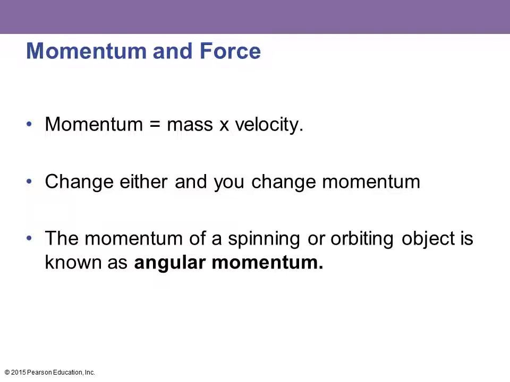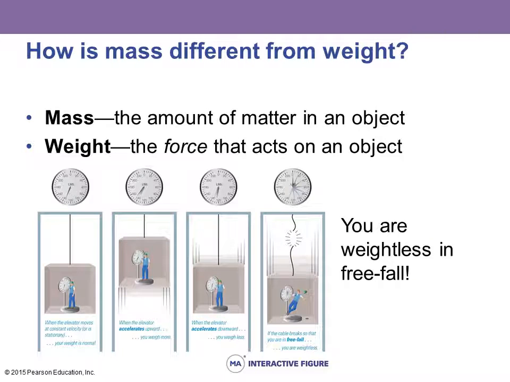We're not going to do the math. We're not going to figure out what the actual value of momentum is for any object. We don't need to. We just need to know the relationship between mass and velocity, that you multiply those two and you get the momentum of an object. So if either one of those changes, the velocity of the object or the mass of the object, you change its momentum.